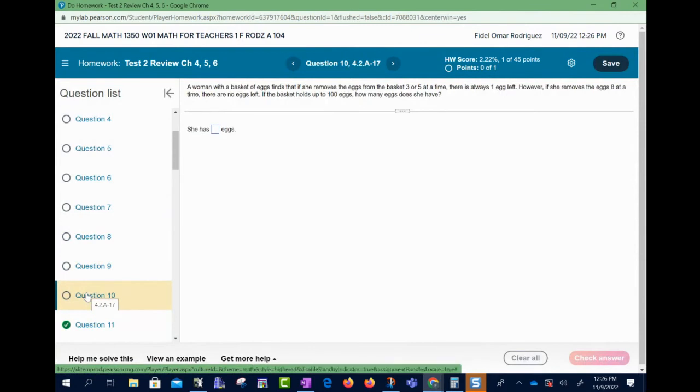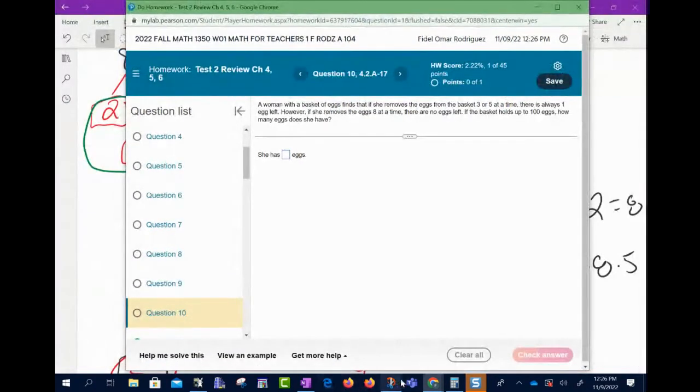Okay, so it says, a woman with a basket of eggs finds that if she removes the eggs from the basket, either 3 at a time or 5 at a time, there's always 1 egg left over. But if she removes the eggs 8 at a time, there's no eggs left. If the basket holds up to 100 eggs, how many eggs does she have?